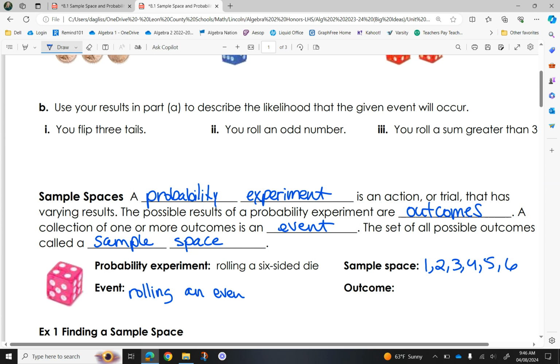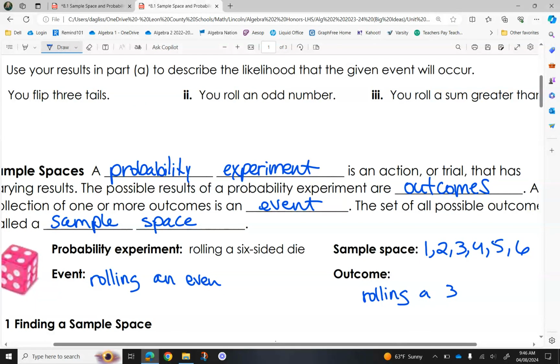So if I roll a die and I roll, I don't know, a 3, that's the outcome. So the experiment is tossing it. Sample space, what could happen? Event, what am I trying to see could happen? Outcome, what actually showed up.